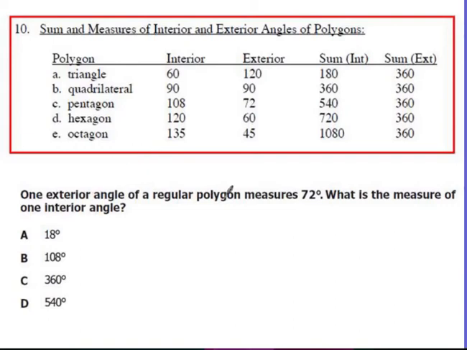We can go ahead and do one more problem here. We have one exterior angle of a regular polygon measuring 72. What is the measure of the interior? If the exterior is 72, the interior is going to be 180 minus that. So you get 108.